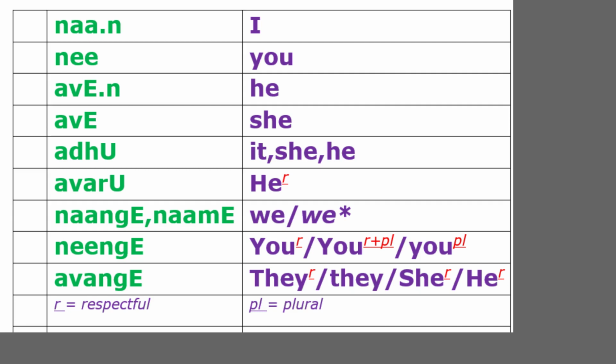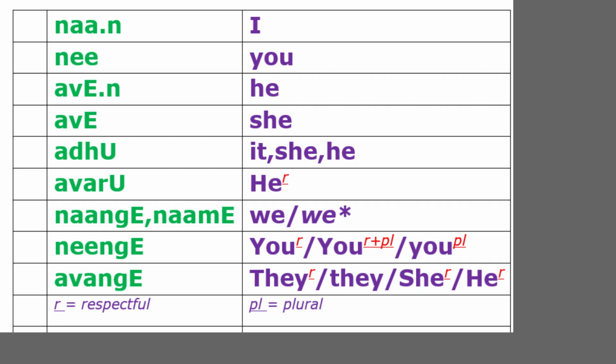Neenga, we use it for you as a respectful form, and also for a group of people, more than one person, respectful as well as plural, and also as a casual term. If there are 2-3 boys, still use Neenga to mean you as a plural form.